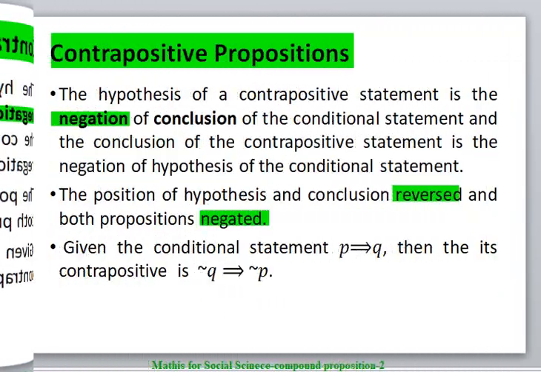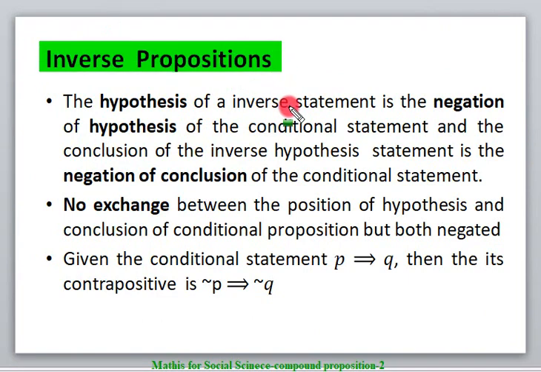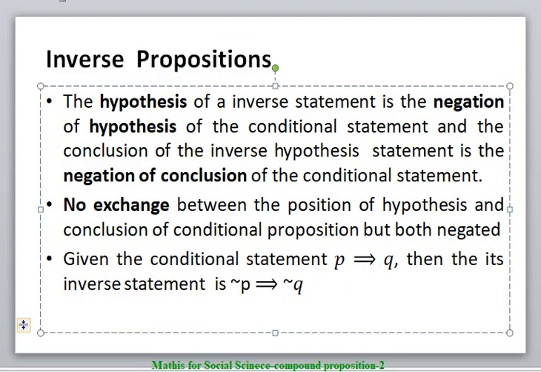Another related one is the inverse proposition. In an inverse proposition, there is no exchange between the positions of the hypothesis and conclusion. The hypothesis and the conclusion of the conditional statement are negated. For example, given the conditional statement P implies Q, that is, if there is rain, then there is a crop, the inverse statement is negation P implies negation Q. That means if there is no rain, then there will not be a crop.